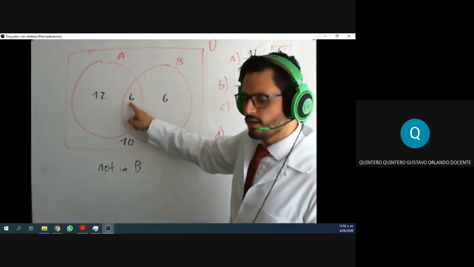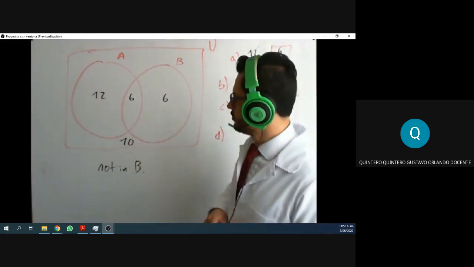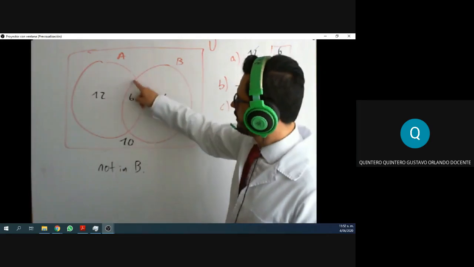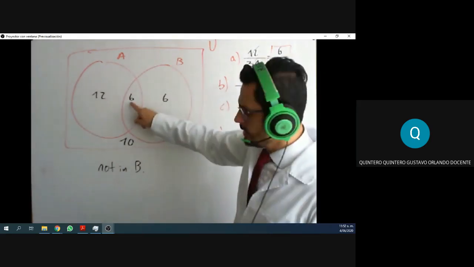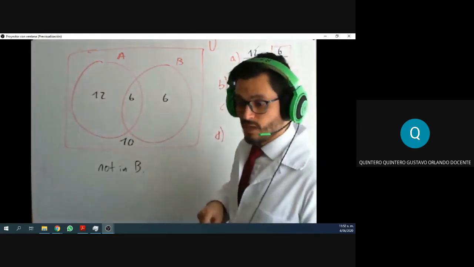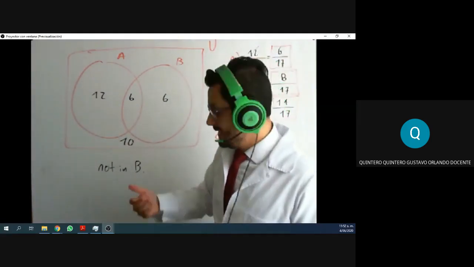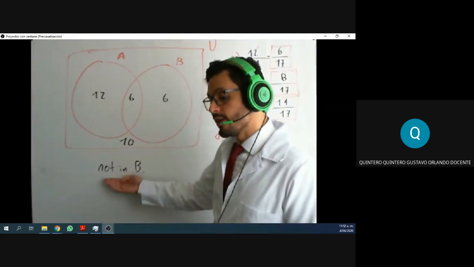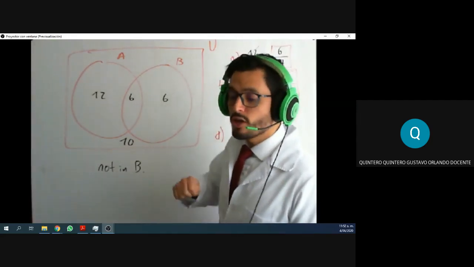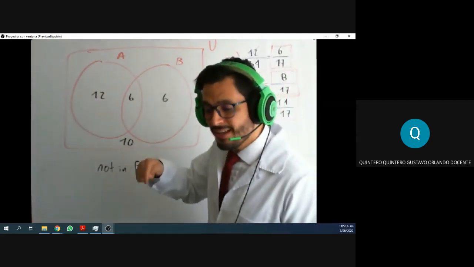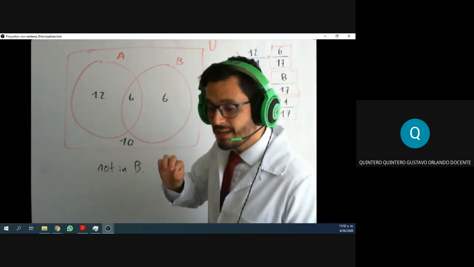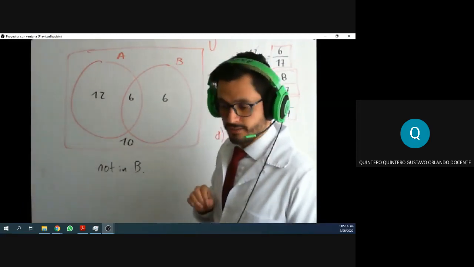Is this 6 on B or not? Well, yes, right? Look, that is the circle from B. So this 6 is in B. We have to erase that one. The condition is not in B. So we are going to erase everything that does not carry the condition.